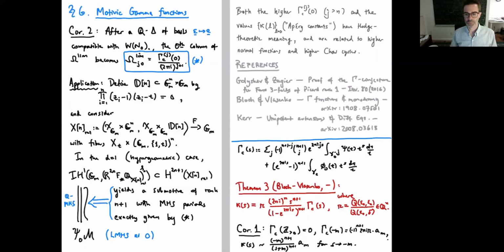And so if you want to read some account of this motivic gamma stuff, these are the 3 references so far, I guess. And thank you very much.